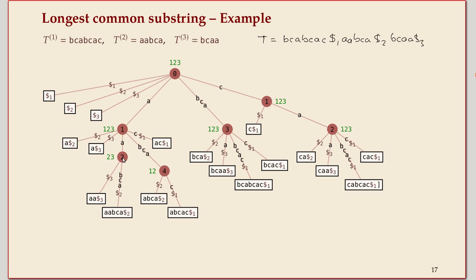And we know where the occurrences are by looking at the dollar signs in the leaves below. So, for example, this node represents the string ABCA.